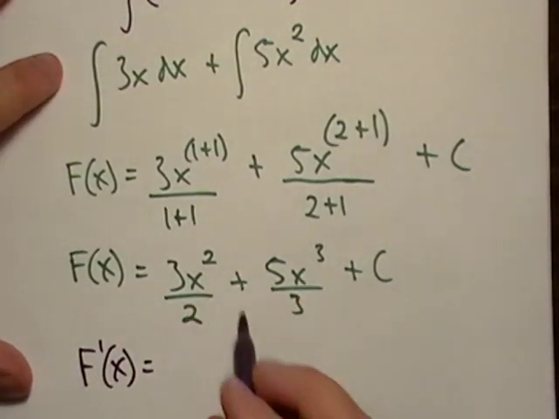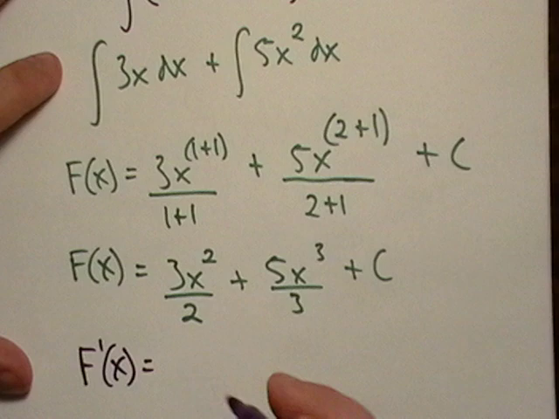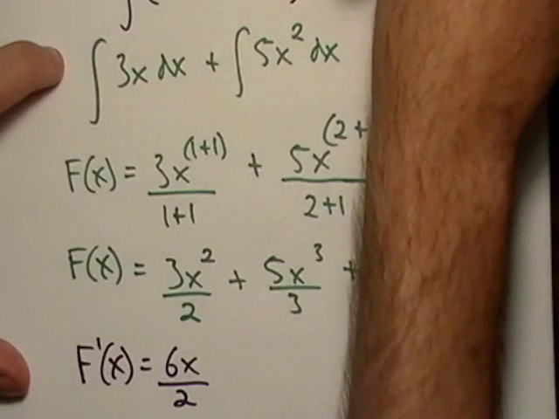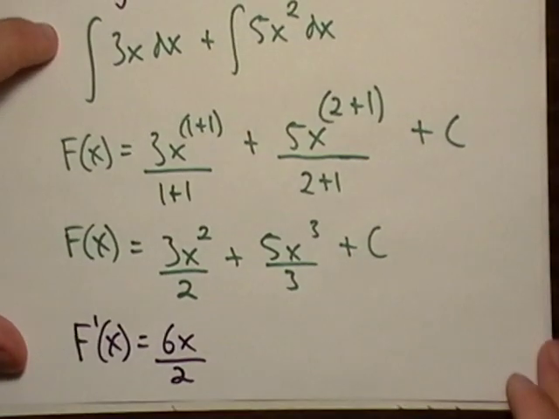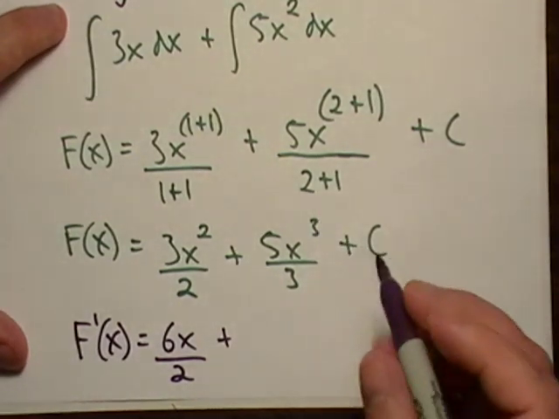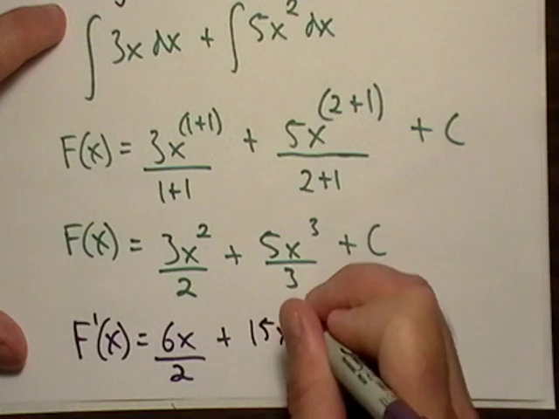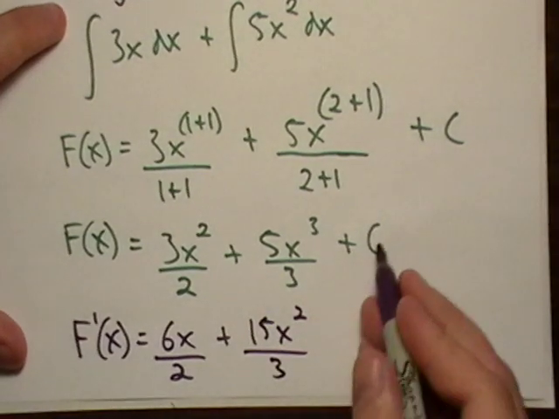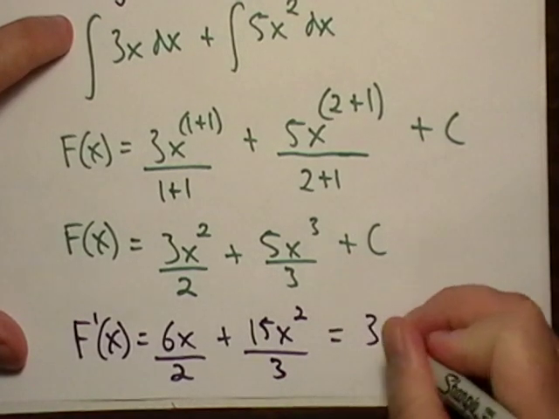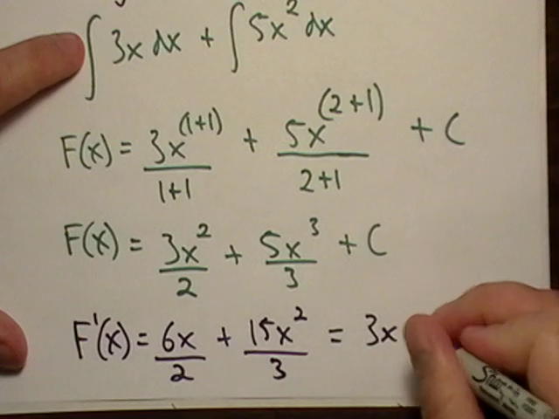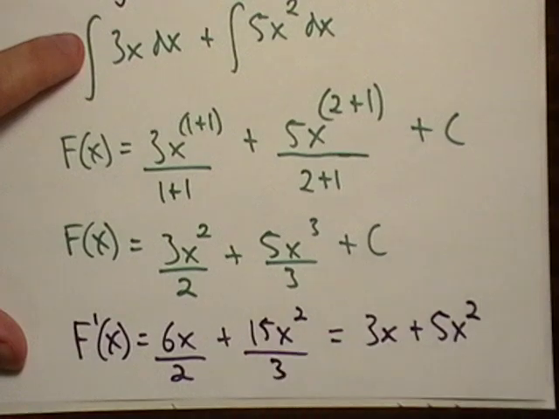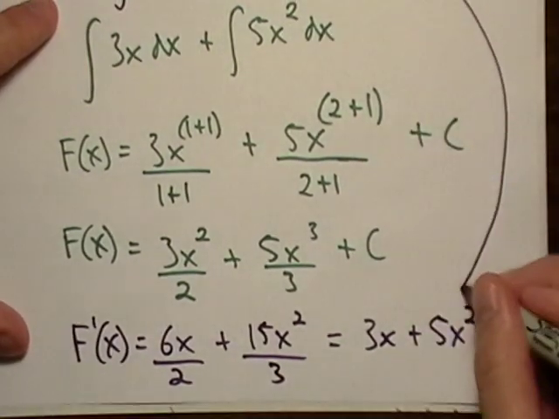So F prime of x, I just use my power rule, so I put the 2 in front, that just gives me a 6. Okay. I better make sure I get the paper up there. I use the power rule again for derivatives. And then the derivative of the constant is just 0. Okay, so now all I have to do is simplify. Okay, because 15 divided by 3 is 5. So yes, the numbers match.